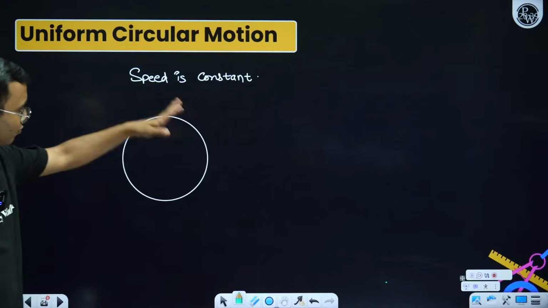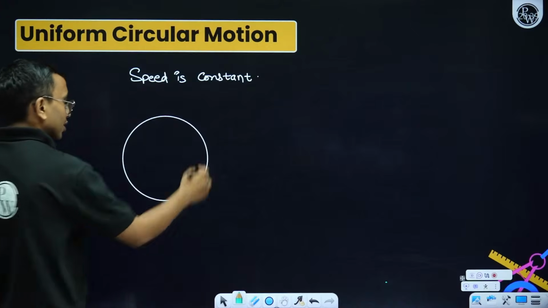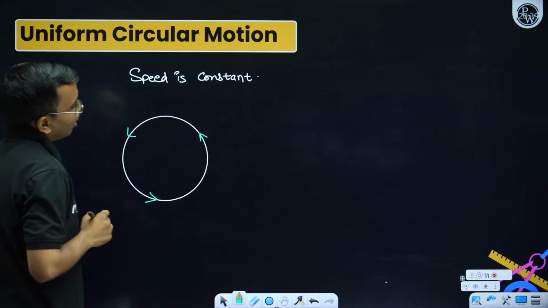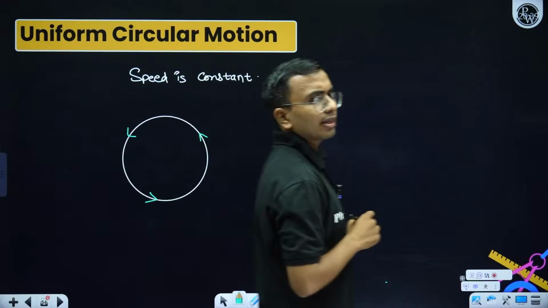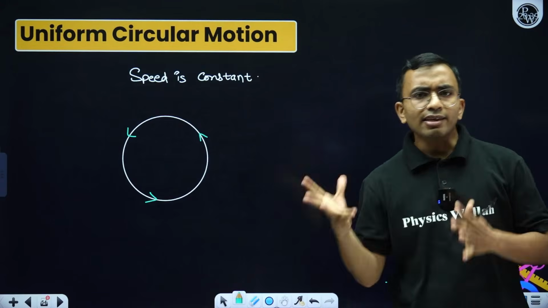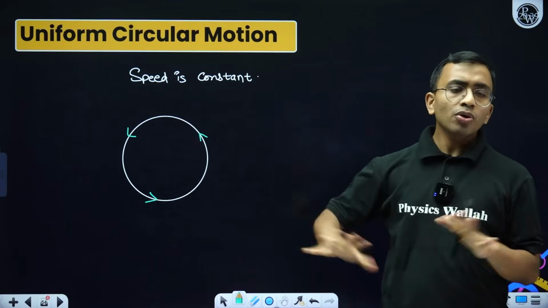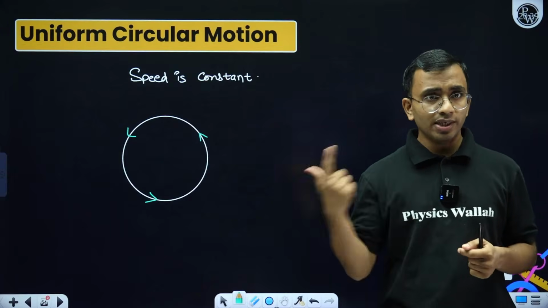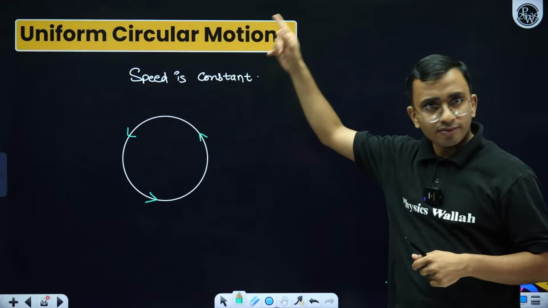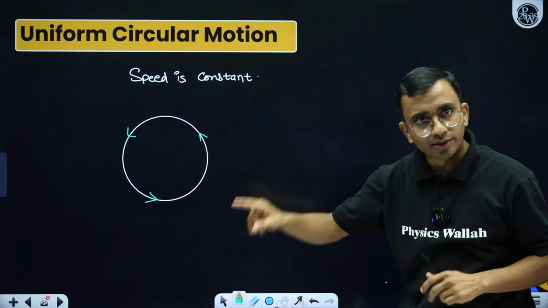The particle is moving somewhat like this. Now I want to find the acceleration. What is the acceleration? Is the acceleration 0 for uniform circular motion? No. Velocity is changing, direction is changing. It means acceleration is there. Velocity is changing, means acceleration has to be there.